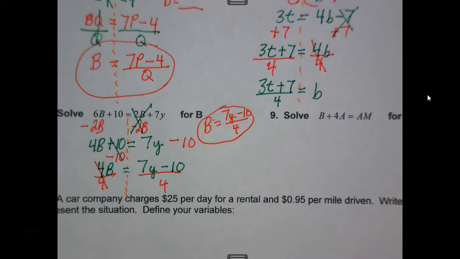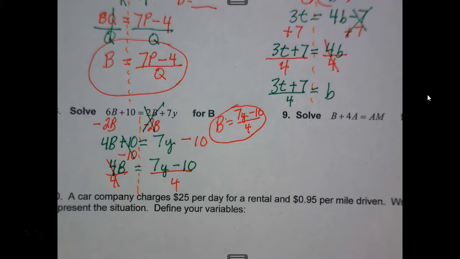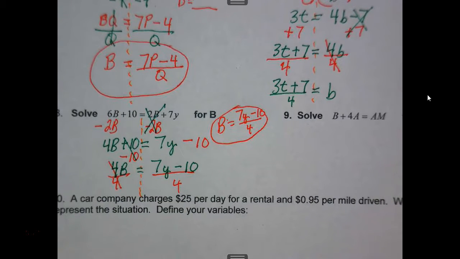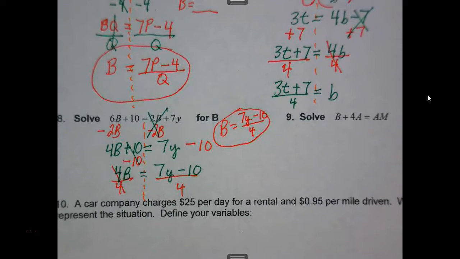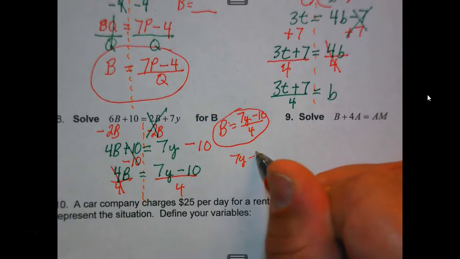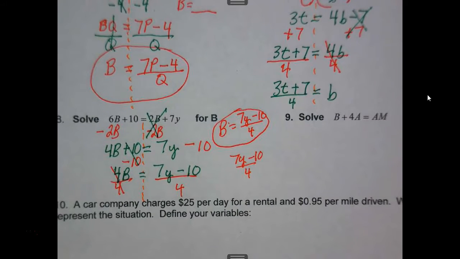What my equation was, minus, divided by that? Yeah. Okay. B has to be by itself, either on the left-hand side of the equal sign or the right. You can't just have that; that is not the answer. This is the answer. If you just have 7y minus 10 over 4, that's the wrong answer.